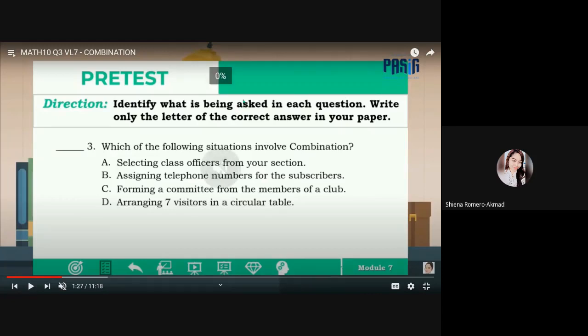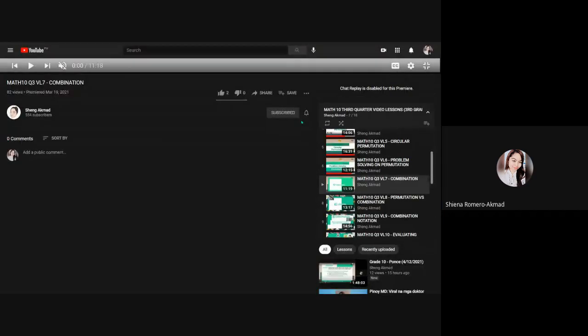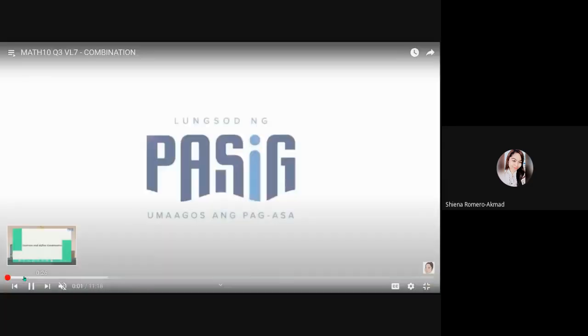Oh, wait lang, wait. Ay, nakikigulo na yung pusa ko eh. Oh, ayun na. Ano? Yan na, nalaglag na.